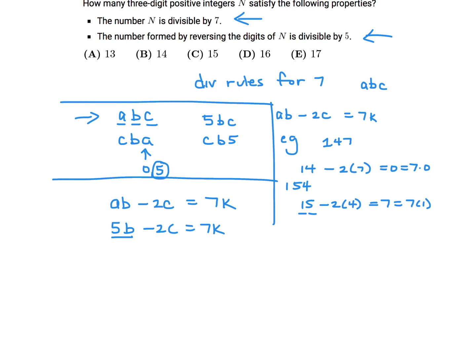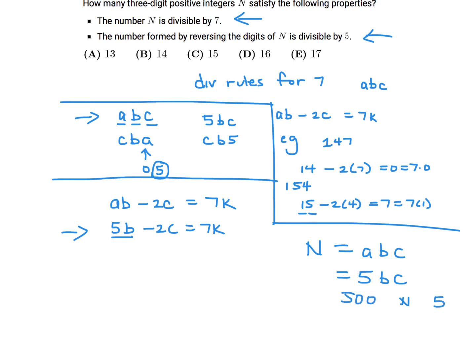And n, well, n is ABC, and we had concluded that it starts with a 5. So n is anywhere from 500 to 599. So what we really are looking for is some number in that range. And to be honest with you, I don't really even see a use for that. I guess all I have to do is just figure out what numbers are in this range that are divisible by 7. And that should be fairly easy.